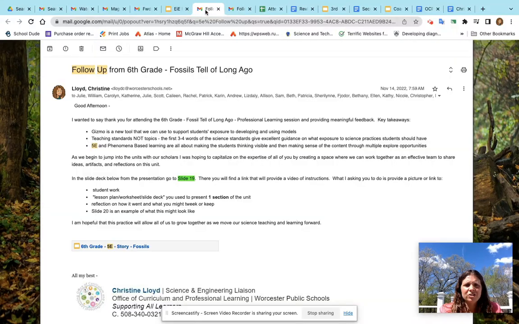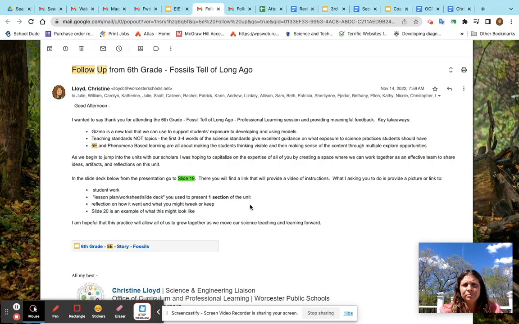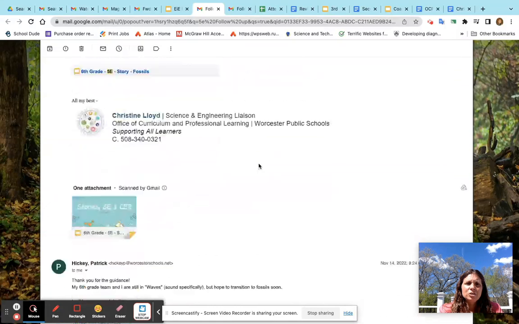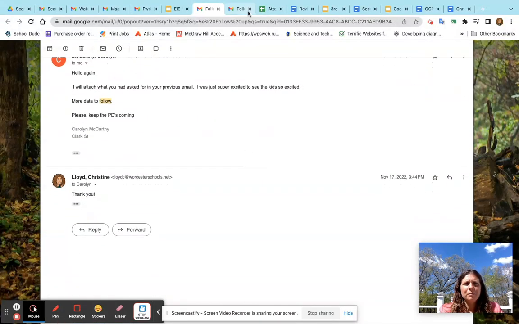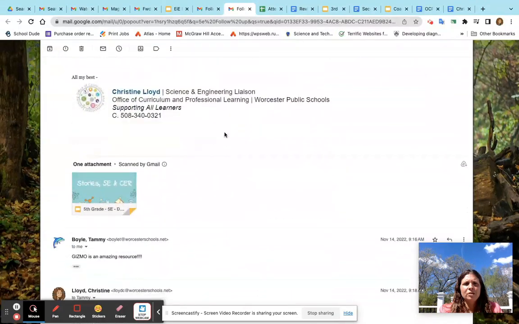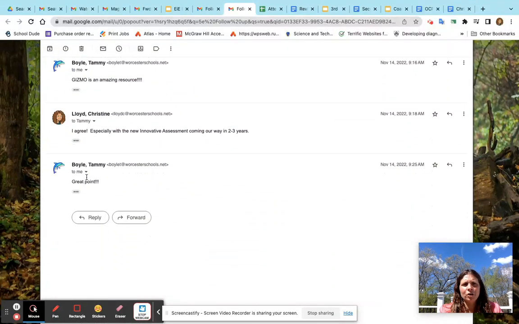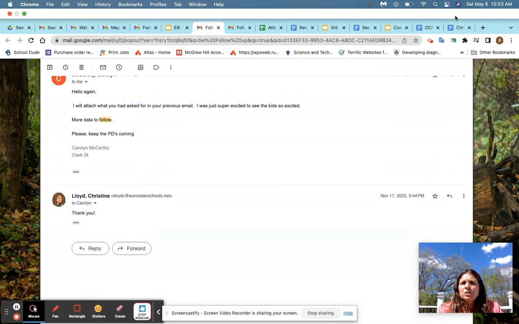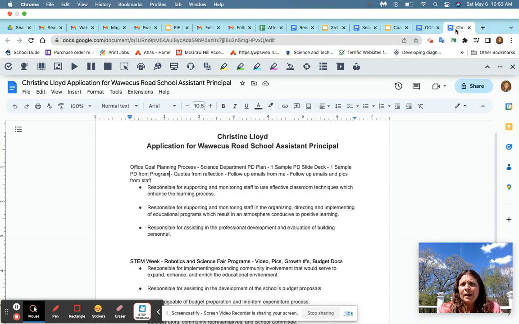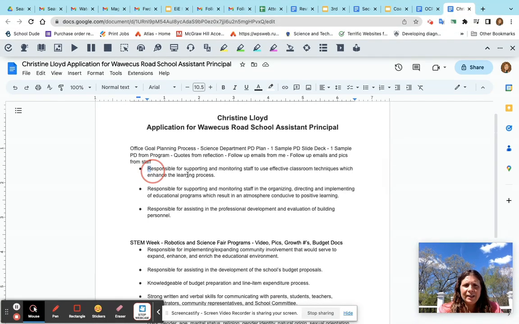And again, here's another example of how this is happening. Teachers appreciate this. You can see they respond here and here. Principals responding, saying, right, they're looking at the resources and they know that it's something that we want to use. So those are the items that I just went through are really highlighting this here. Responsible for supporting and monitoring staff to use effective classroom techniques which enhance the learning process.